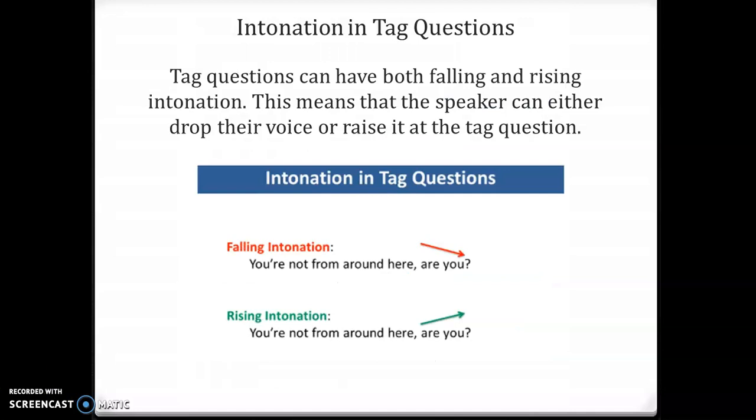Now let's take a look at intonation in tag questions. Tag questions can have both falling and rising intonation. This means that the speaker can either drop their voice or raise it at the tag question. Falling intonation. You're not from around here, are you? And rising intonation. You're not from around here, are you?